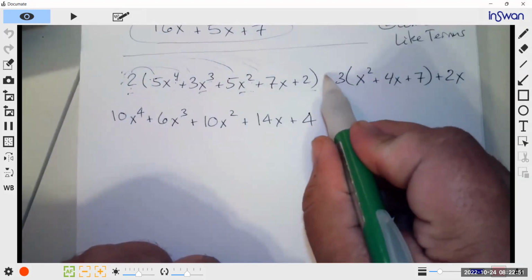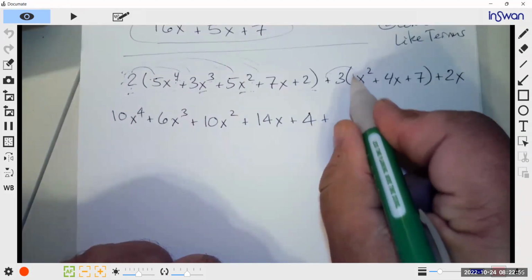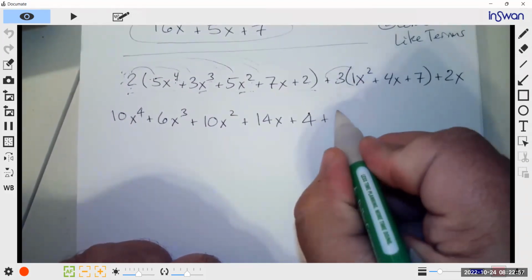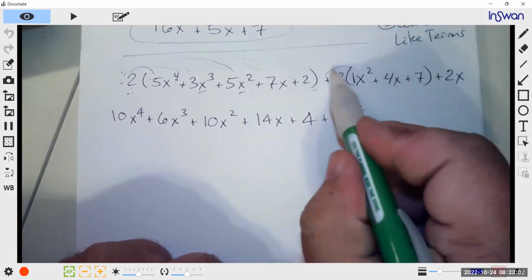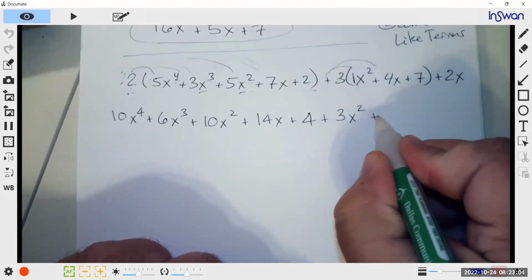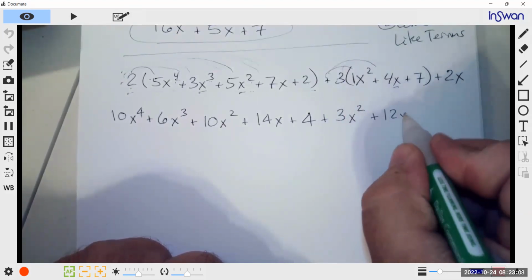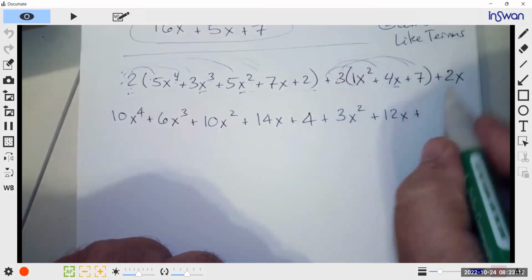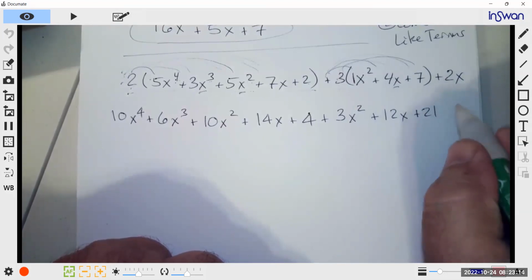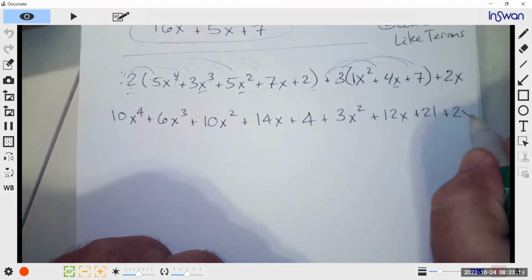The next one. Positive times positive is a positive. Remember, there's nothing in front of it, so there's a 1. 3 times 1 is 3, x squared. Positive times positive is positive. 3 times 4 is 12, and that's x. Positive times positive is positive. 3 times 7 is 21. That's all for that one, plus 2x.